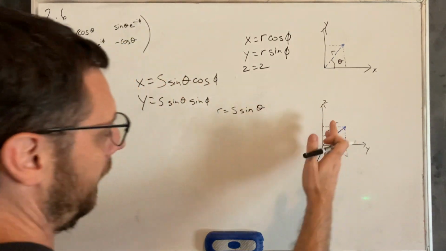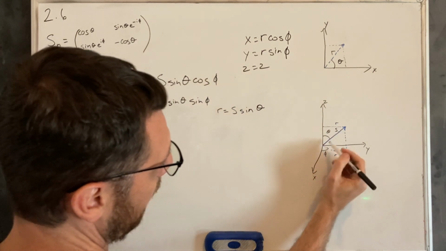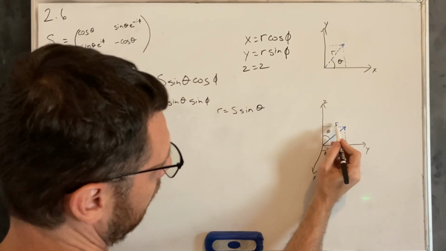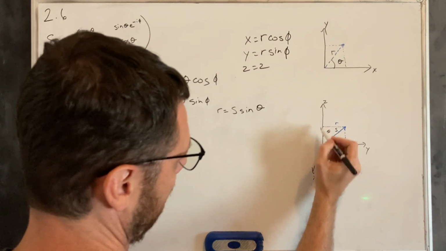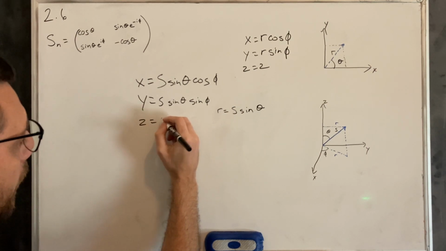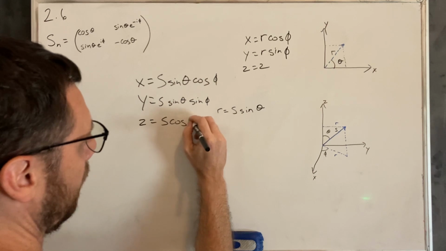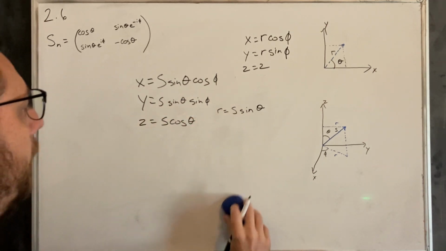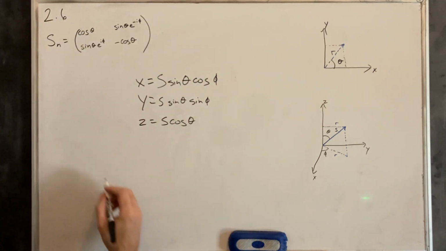Our z is going to be the adjacent. So we have our s here. Our opposite is going to be this r term. The adjacent is going to be our z, how much z we have. So our z is going to be s cosine theta. All right, and those are going to be our three terms.